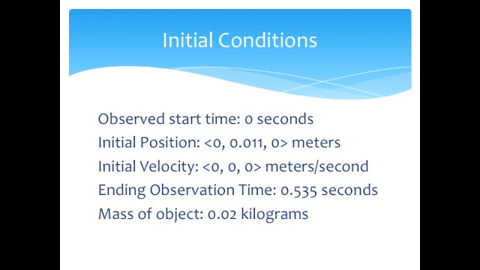The initial conditions of the experiment obtained from Tracker include the observed start time, the initial position, the initial velocity, the ending observation time, and the mass of the object, all shown here. These values were then used in VPython to create the computational models for the experiment.